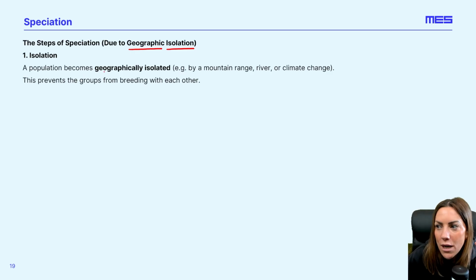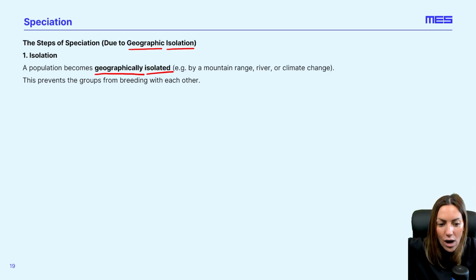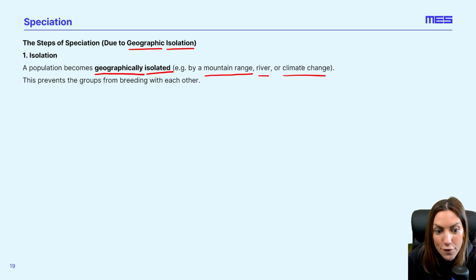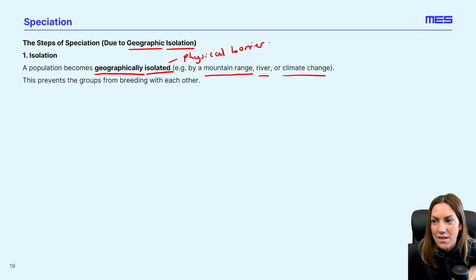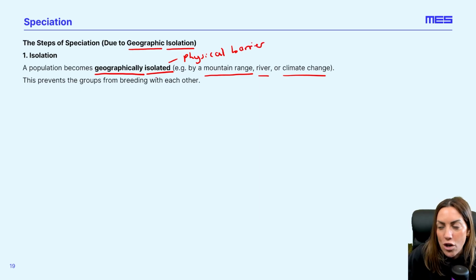They have to become geographically isolated. They have to be physically separated or isolated. This could be by a mountain range that keeps them separate, maybe a river, maybe climate change leads to a flood on an island, which separates the island into two parts. Could be a volcano. Yeah, could be a motorway. I don't know. It depends on the size of the species, right? But there's got to be something that's acting as a physical barrier, causing geographical isolation. So we've split the population, we've separated the population, and that prevents the groups from breeding with each other.